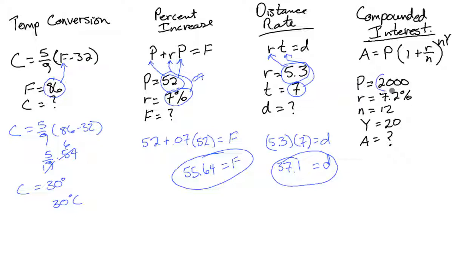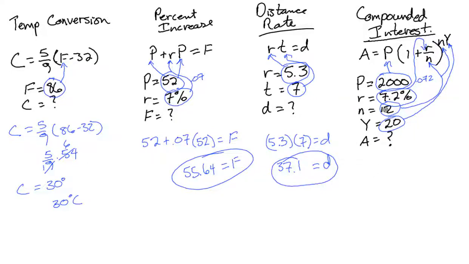All right, the next one, 2,000. 2,000 goes in for P. Now remember, this one is a percent, so when this goes in right there, this is going to be 0.072. N is 12, so that will go in right there and right up there. And then the number of years is going to go right there. And this will give us the final amount.